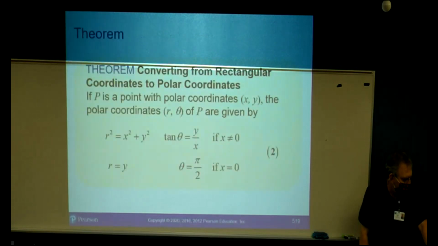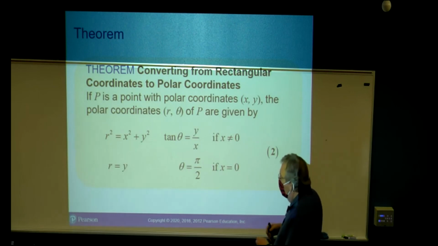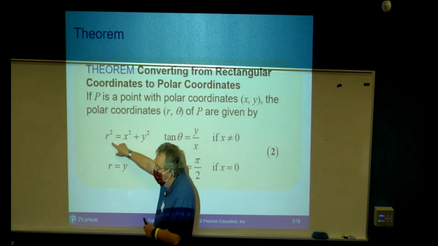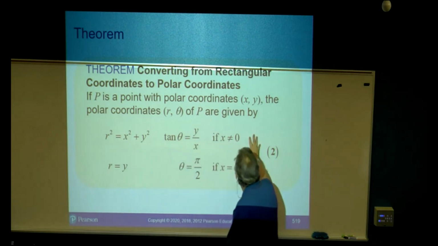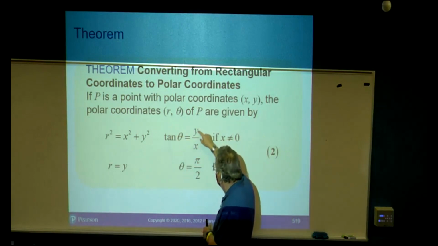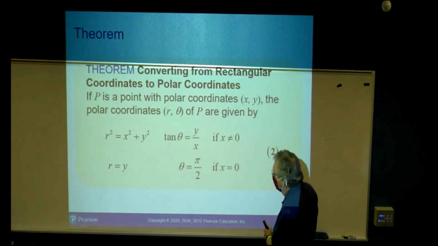Okay. Converting from rectangular coordinates to polar coordinates. Well, if you know x and y, then you use the Pythagorean theorem to solve for r. So you get the radius. And then y over x is the tangent of the angle. So you do the inverse tangent of y over x to get your angle.